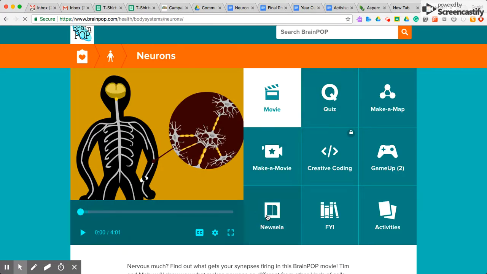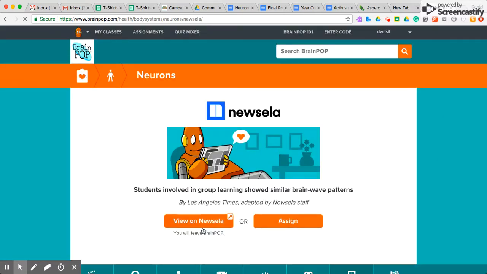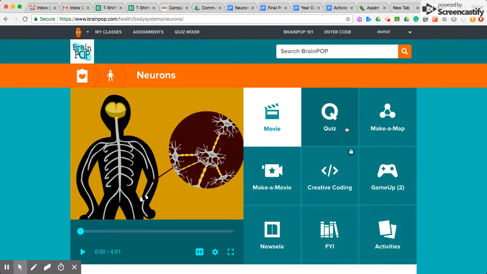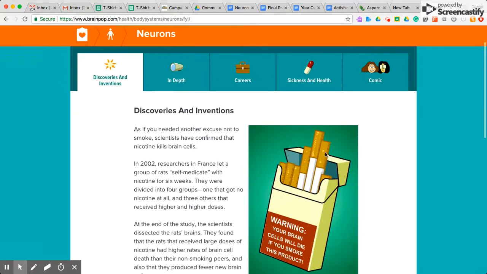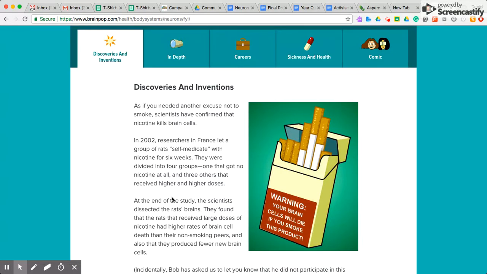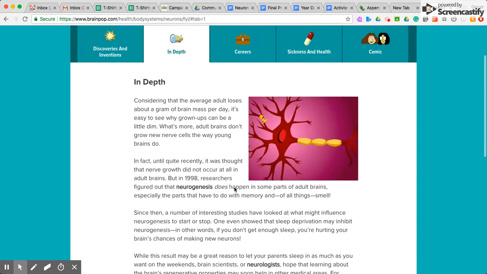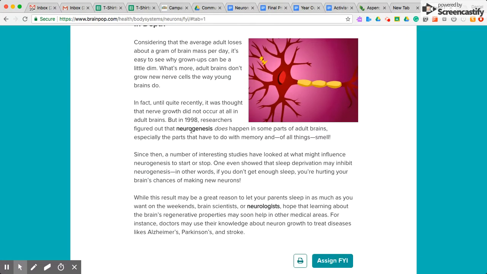For example, you can pull up Newsela articles. So you can open that up in a new tab. And we actually had you read one of these articles, or that was an activity that you could look at. You also could review the quiz. This FYI is kind of fun information. So you can go in depth. You can look at the connection between smoking and your brain. It's terrible. Don't destroy your brain. Here's some work on it.